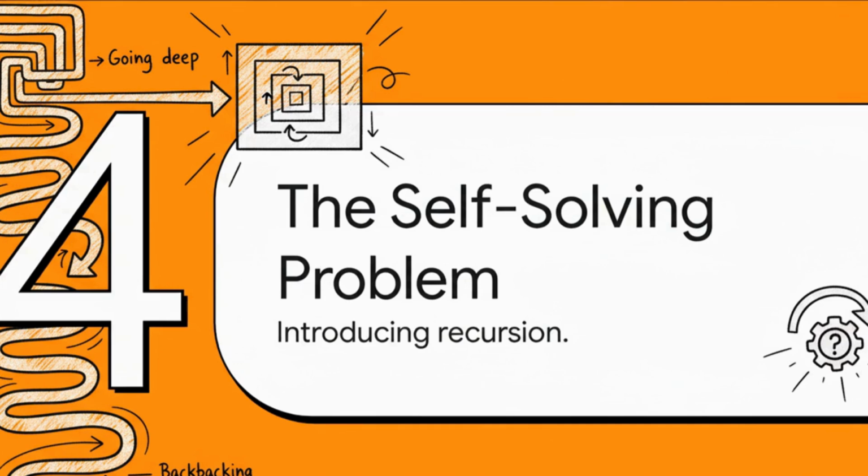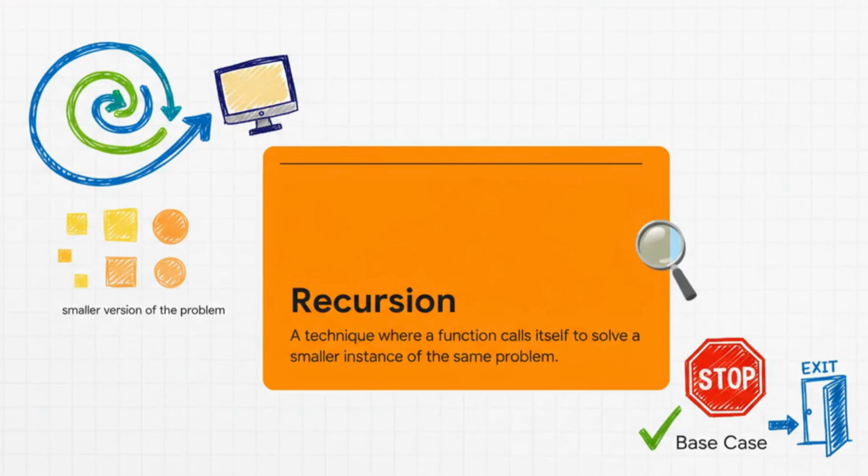Now, that whole idea in depth-first search of going deep and then backtracking leads us to one of the most powerful and, let's be honest, sometimes mind-bending concepts in all of programming: recursion. It's basically the art of solving a problem by having a function call itself. At its core, recursion really only has 2 rules.